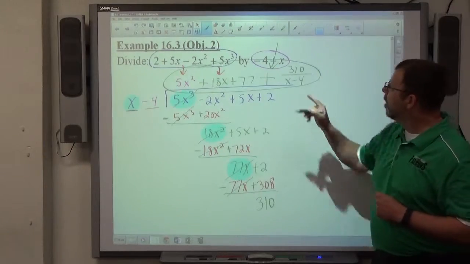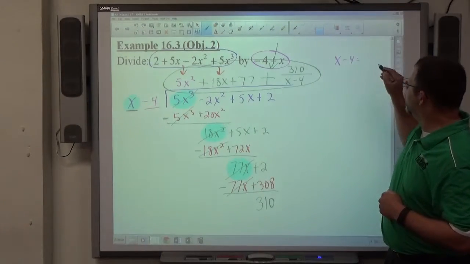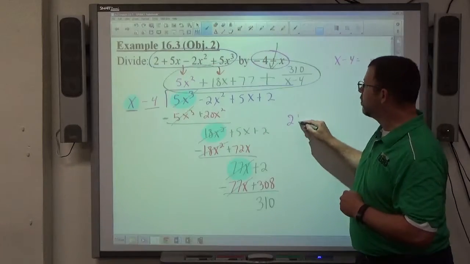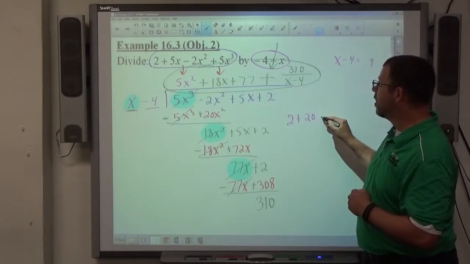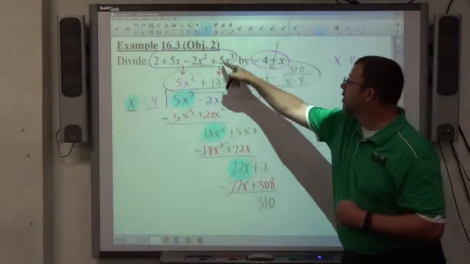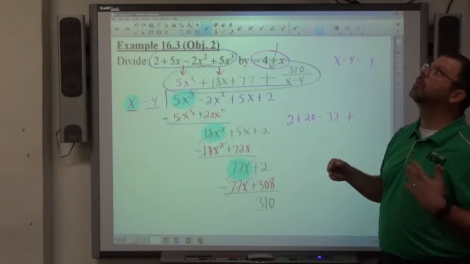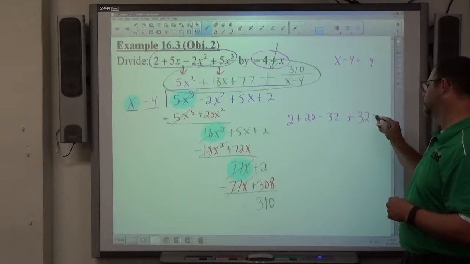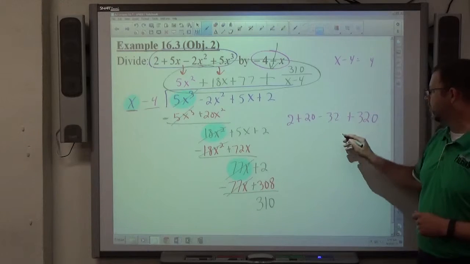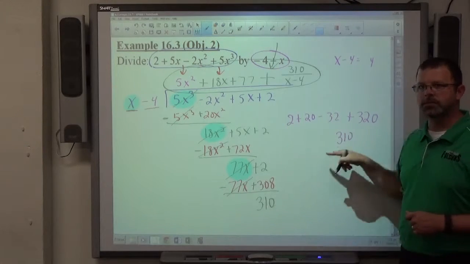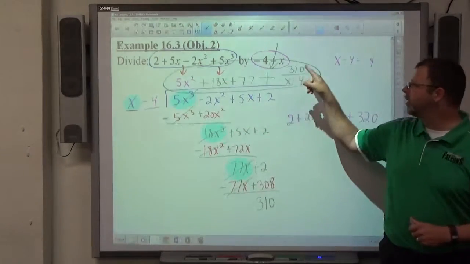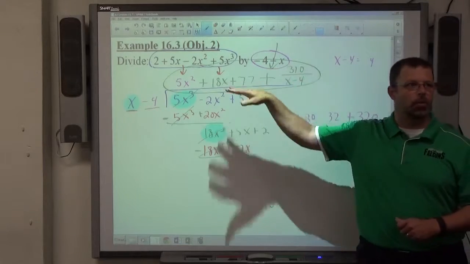Look at this one here. X minus 4, what makes that equal 0? 4. All right, so if I put 4 in for x there, I get 2 plus 5 times 4, which is 20, minus 2 times 16, which would be 32, plus 5 times 64, which is 320. All right? 22 minus 32 is negative 10, plus 320 is 310, which is the remainder. It's called the remainder theorem. It doesn't get you the quotient, but if you get the correct remainder, you probably got the quotient right.